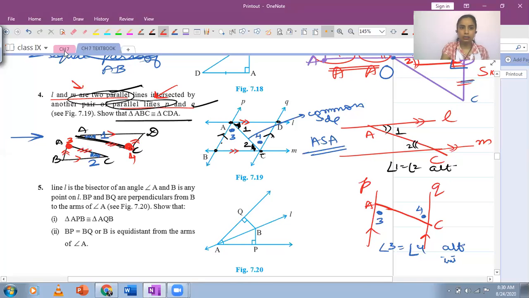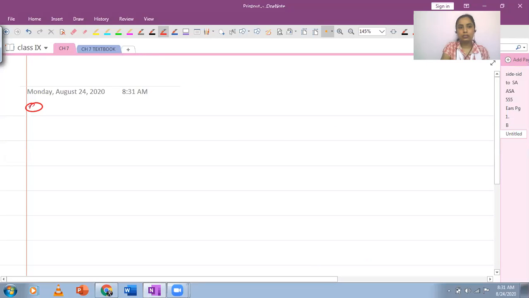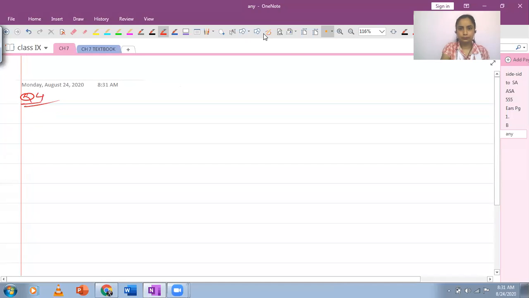Let's just draw this once again and go over the answer. एक बार ड्रॉ करके फिर से डिस्कस करते हैं कि हम क्या करने वाले हैं. So this is question number 4. Quickly draw the figure.